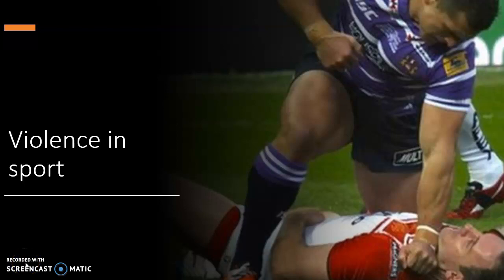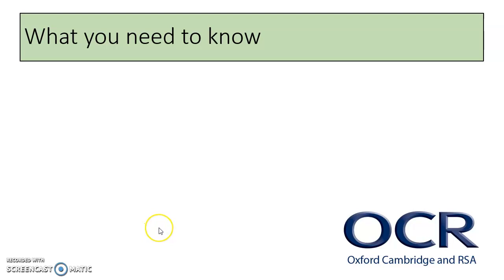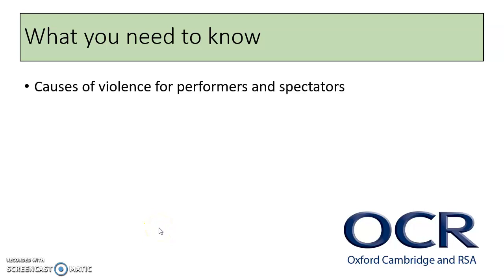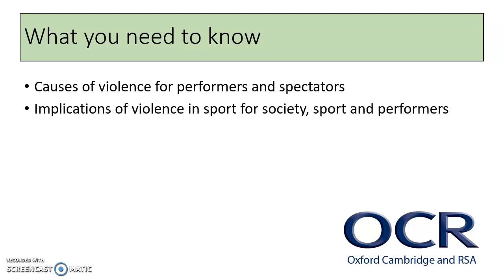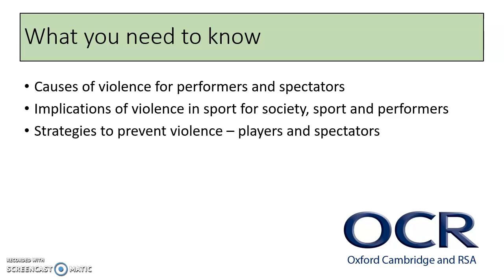This video is going to look at violence in sport. And if we have a look at your specification, you need to know the causes of violence for performers and spectators, the implications of violence in sport for those three areas again, society, sport and performers, and also the strategies to prevent violence. So strategies that are used to prevent violence in players and also spectators.